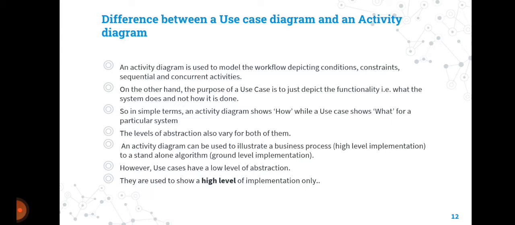The levels of abstraction also vary for both of them. An activity diagram can be used to illustrate a business process, that is high level implementation, to a standalone system, to a standalone algorithm, that is ground level implementation. However, use cases have a low level of abstraction. They are used to show high level implementations only.